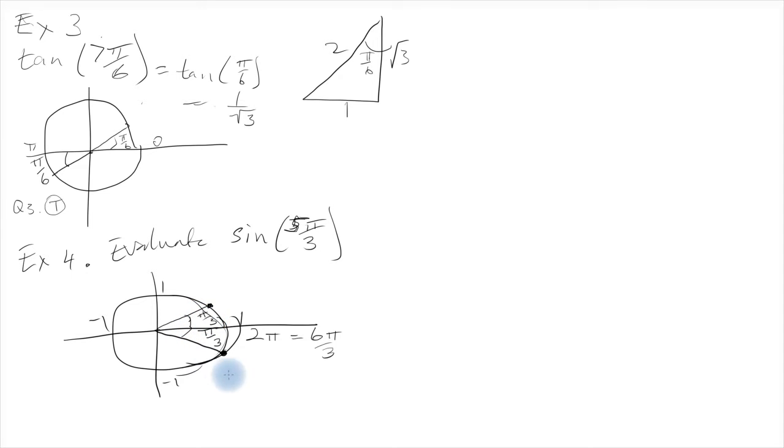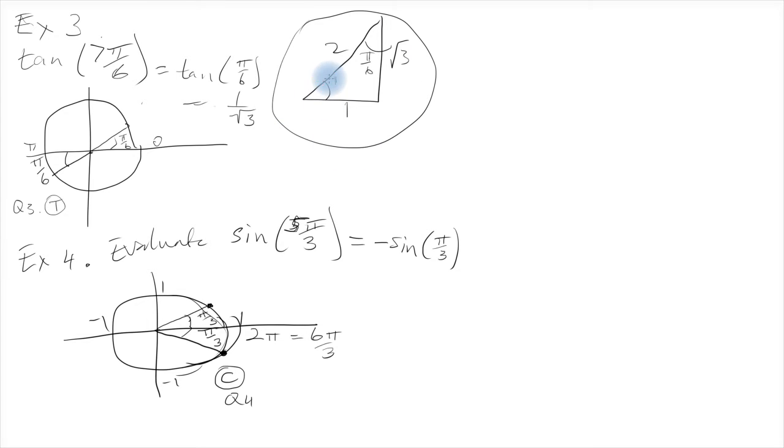And this of course is quadrant 4, which only has cosine being positive, so sine is negative here. So this must be negative sine pi on 3. Now we can use the same perfect triangle that we had before, because we know this angle is pi on 3. Sine, so that's negative. Sine is, of course, opposite, root 3, over hypotenuse, 2. So our final answer is sine of 5 pi on 3 equals negative root 3 on 2.